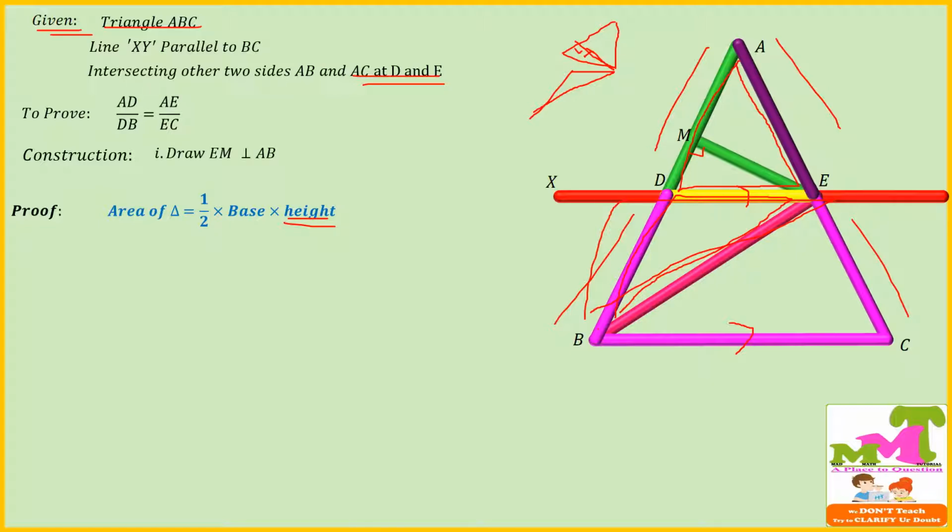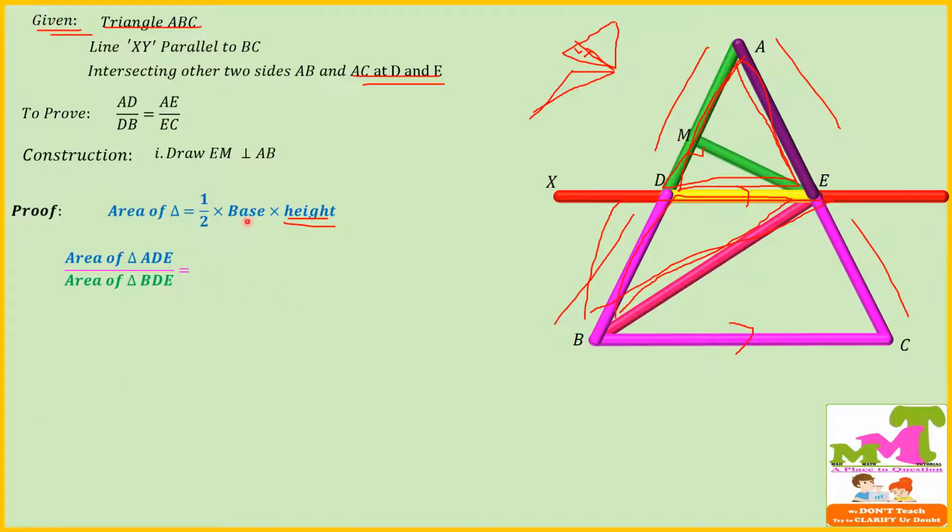Yes, I drew EM perpendicular to the line AB. Then applying the formula for the area of triangle ADE, I have half into base. Here I consider AD as my base.